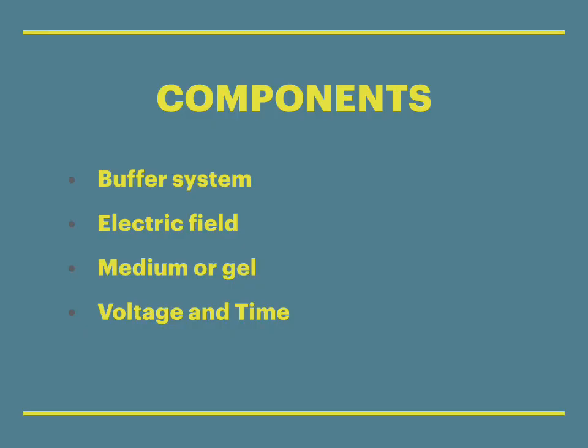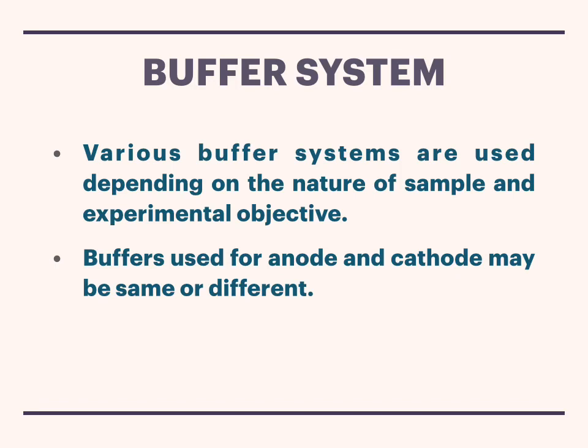The components of electrophoresis include the following: a buffer system, an electric field, a medium or gel, and the voltage and time given for electrophoresis. When you perform electrophoresis in a medium, there is a chance that the pH of the medium, or the pH of the macromolecule, may change. This may interfere with the kind of results we expect. To prevent that, we use buffer systems. Buffer systems resist the change in pH.